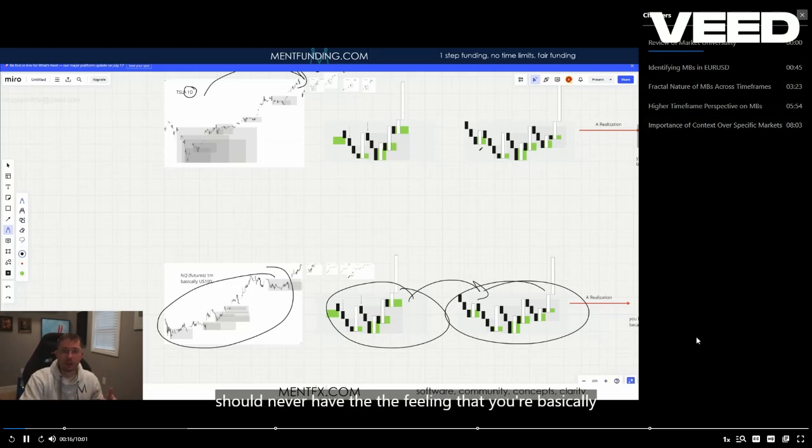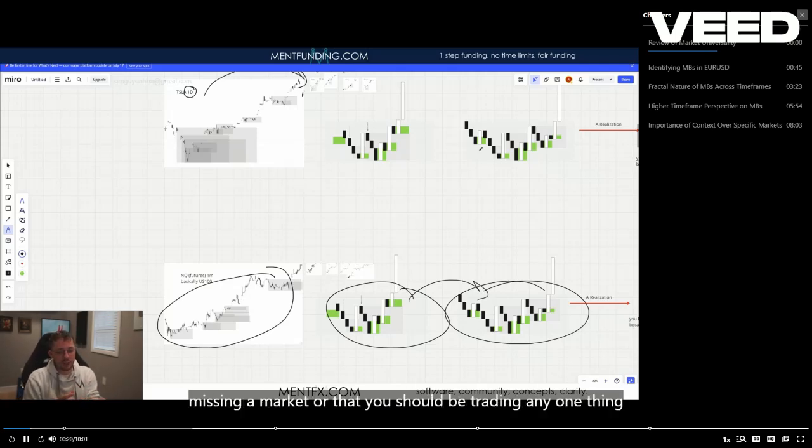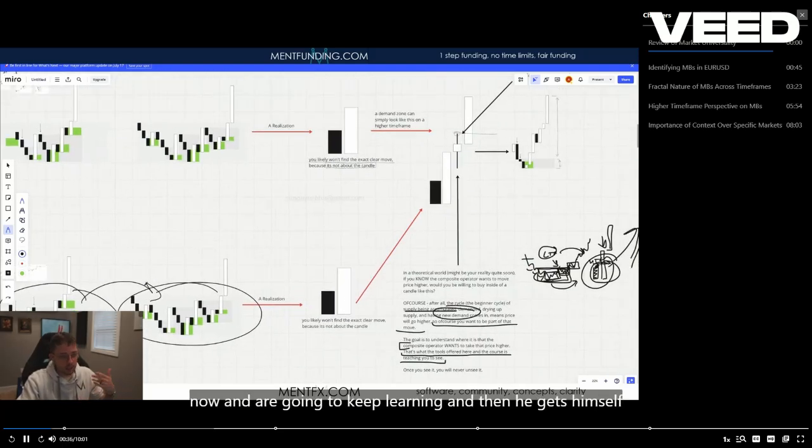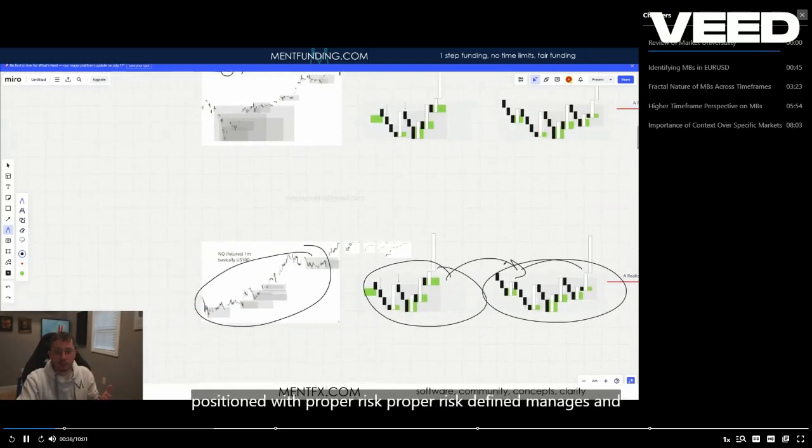And you should never have the feeling that you're missing a market or that you should be trading any one thing because you heard it from a mentor or an Instagram post or a YouTube video, because it's not needed. That's not what a trader does. A trader understands how the market's moving in terms of the stuff he looks for, context. He understands what the composite operator wants to get involved, something that you're learning to do right now and are going to keep learning. And then he gets himself positioned with proper risk defined, manages, and makes money.